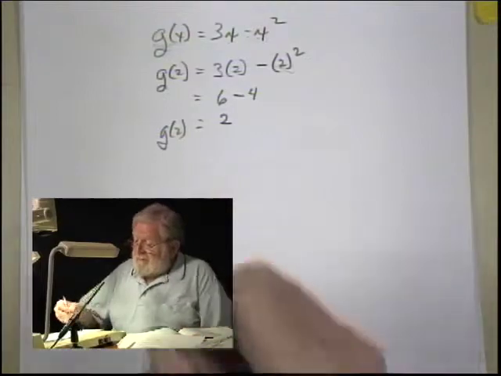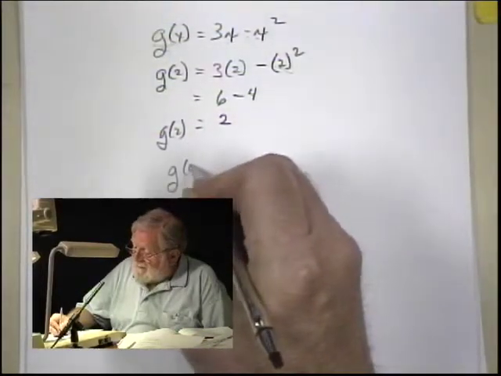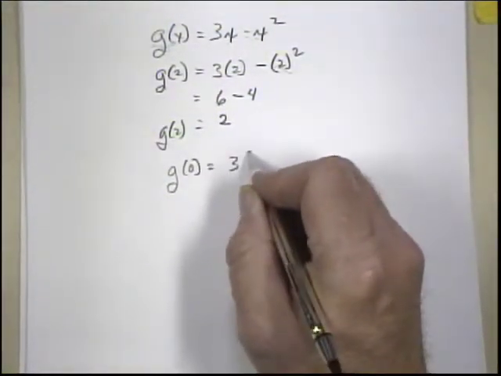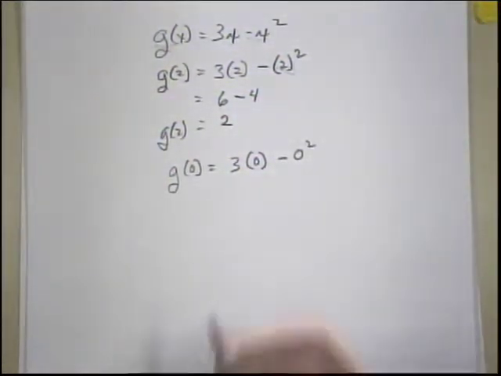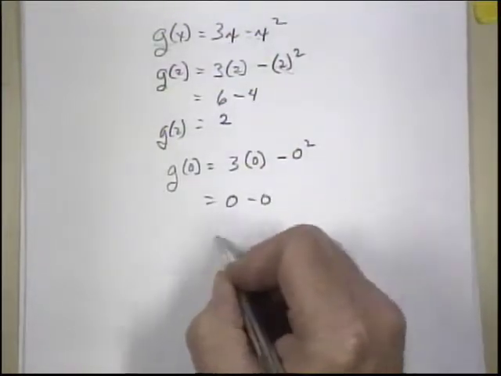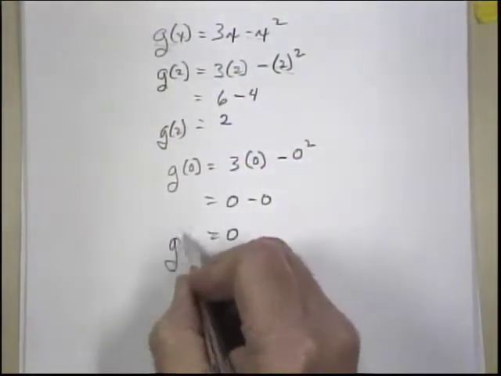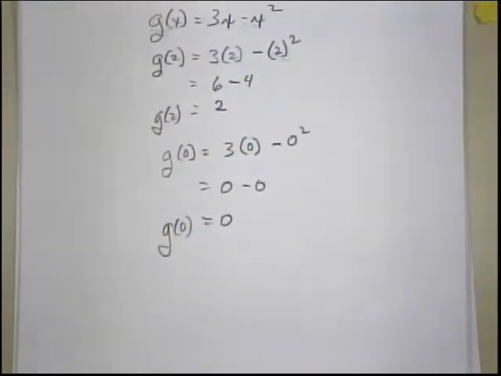And they ask us to evaluate g of 0. Well, that's going to be 3 times 0 minus 0 squared. That's 0 minus 0, which is 0. So g of 0 equals 0. Okay?